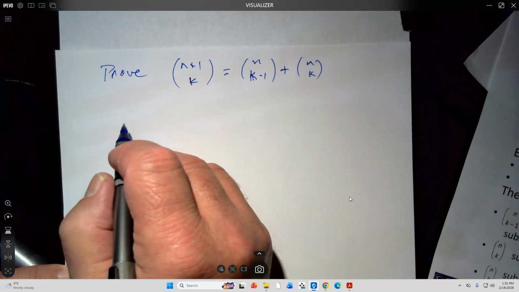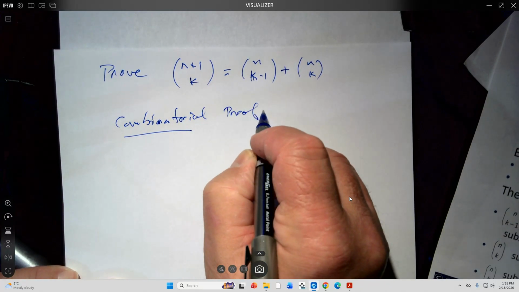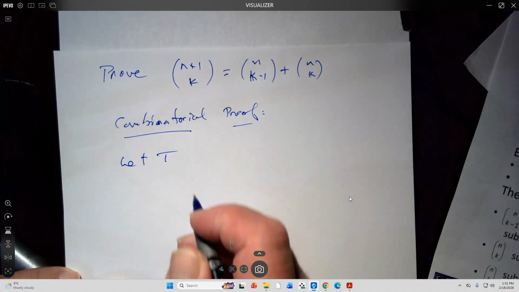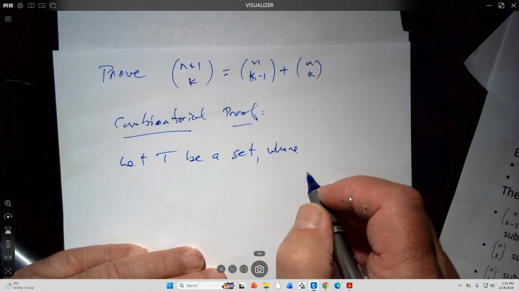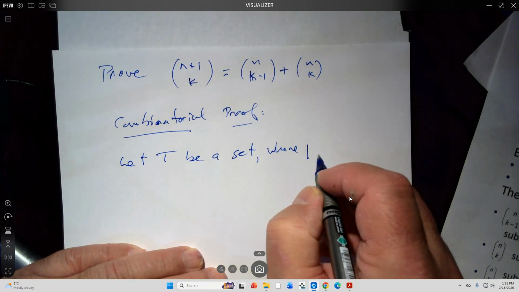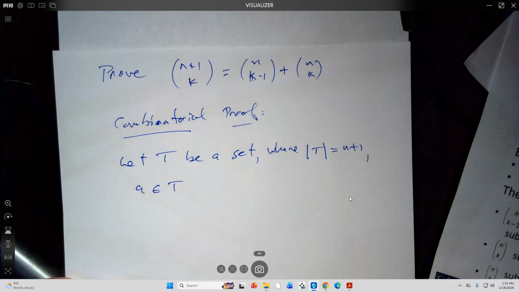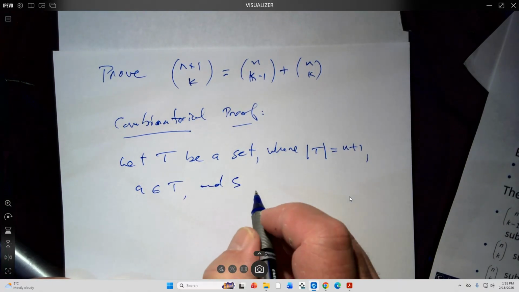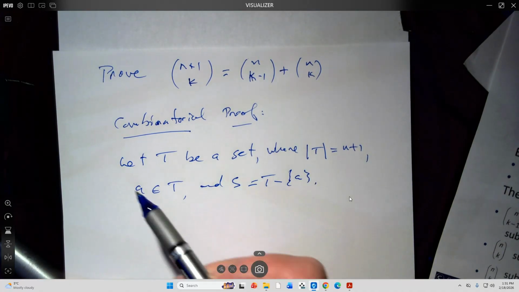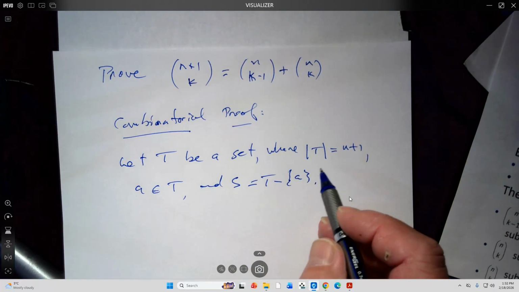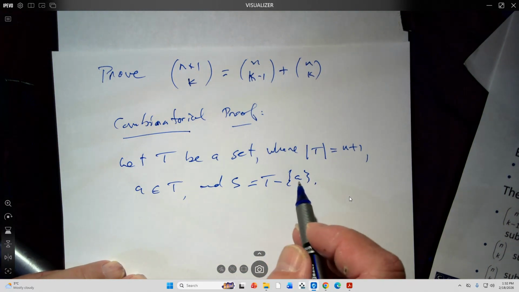So the combinatorial proof is as follows. Let T be a set where the absolute value of T, the cardinality of T, is n plus 1, and A is an element of T, and let therefore S, the set S, be T minus the set containing A only.